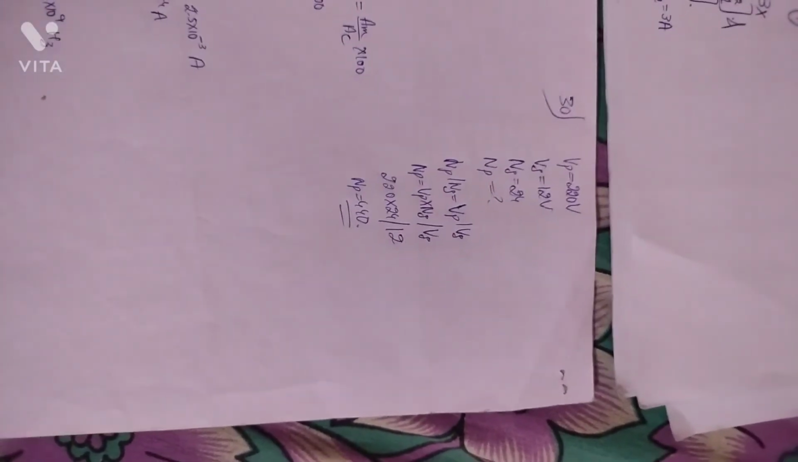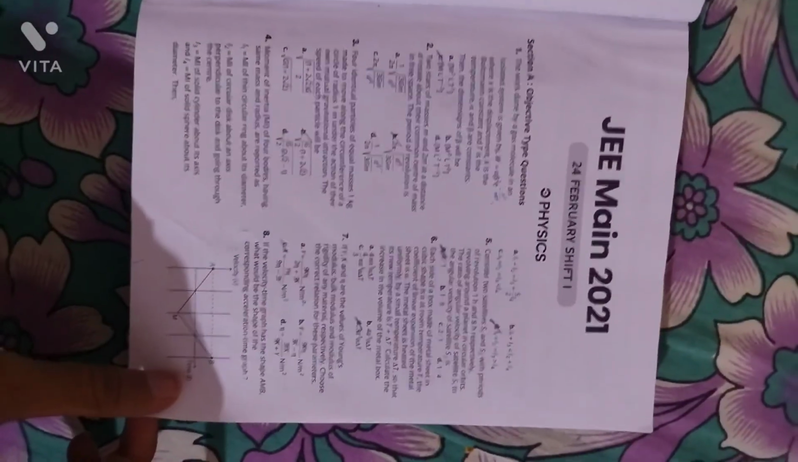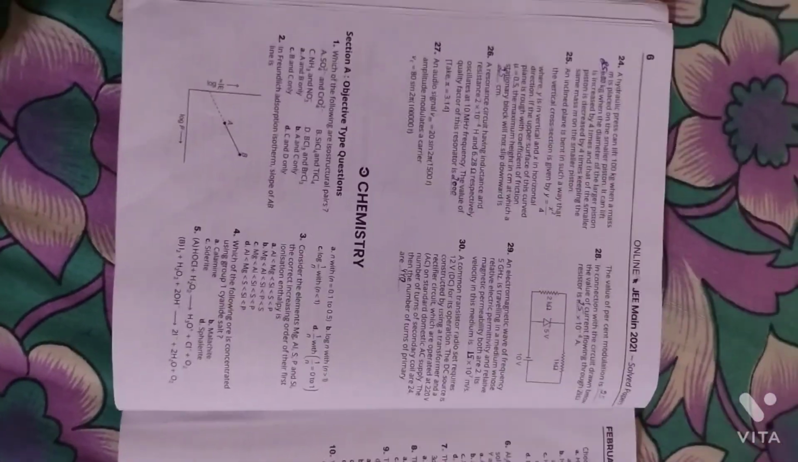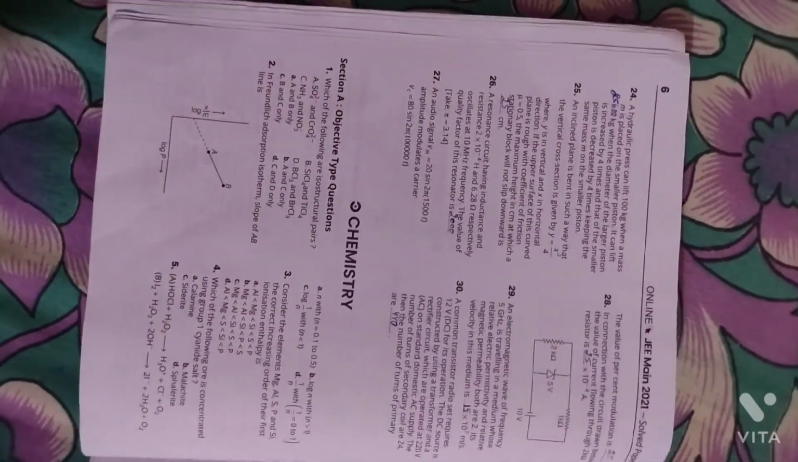So therefore all the questions of this JEE Mains 2021 24 February shift 1 physics question paper are done. I solved all the questions, you find the answer. I think this solution video is helpful for you. So in the next video we will try to solve the JEE Mains February session shift 1 chemistry question paper.